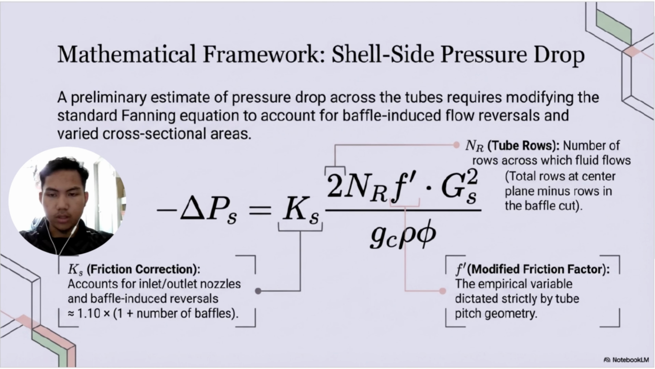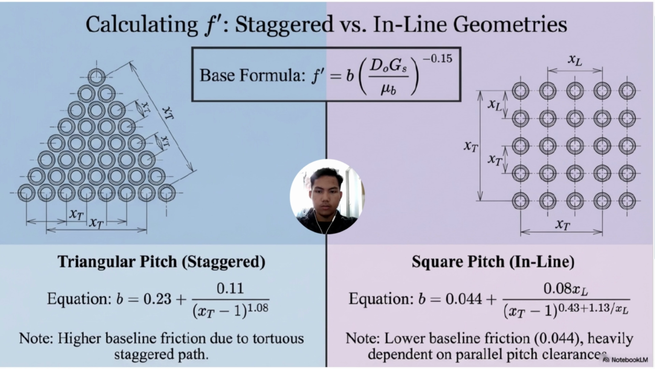For the flow of liquid or gas across the tube, the shell side pressure drop can be predicted using the modified Fanning equation. So the formula is shown in these slides. A critical component of the pressure drop equation, or Fanning equation, is f, the modified friction factor. This is calculated using the base formula f equals b multiplied by (Do times Gs over mu b) to the power of 0.15.